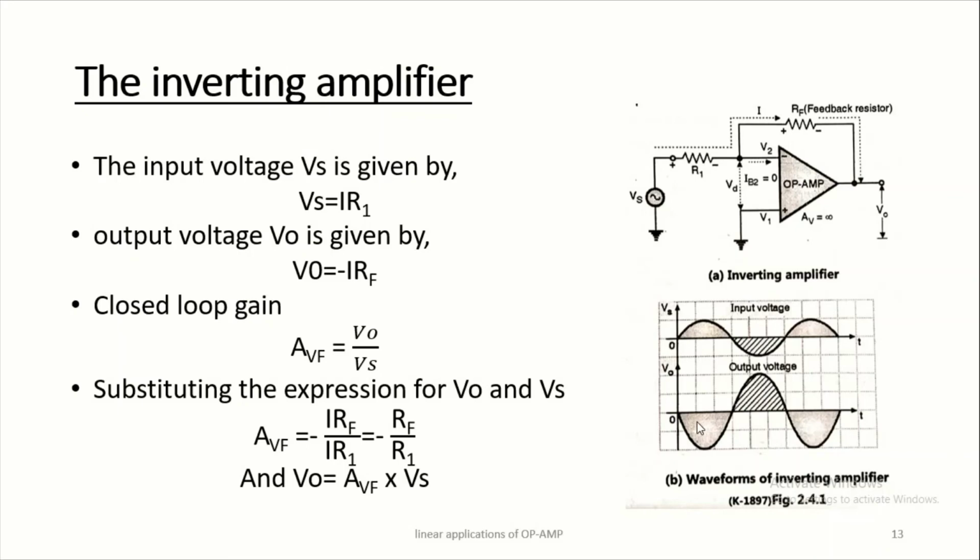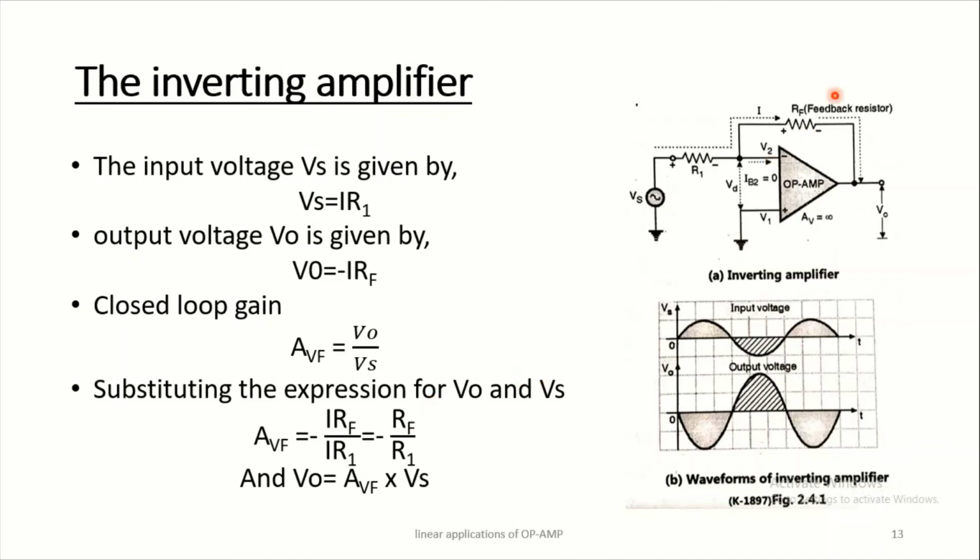The conclusion from the expression of AVF is, first, that the value of the closed loop voltage gain AVF does not depend on the open loop voltage gain AV. Second, the value of AVF can be easily varied by adjusting the values of Rf and R1. Generally, the feedback resistance Rf is a potentiometer to adjust the gain to its desired value. The third is that the output voltage is an amplified and inverted version of the input voltage.